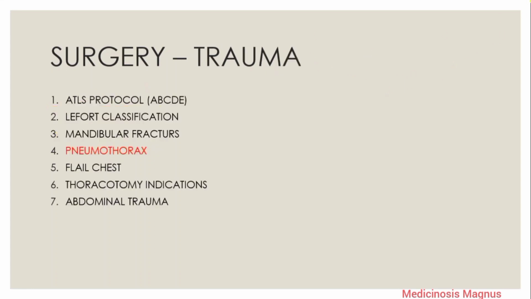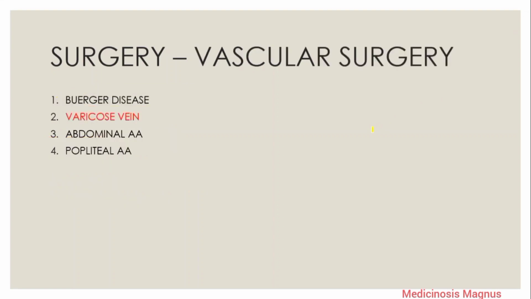Then for the trauma part, pneumothorax and how to differentiate it from other types like hemothorax, and what the immediate treatment is. And then the ATLS protocol, the primary survey, secondary survey, all those things. Then vascular surgery, mainly they ask about varicose veins because they are prevalent, and also Buerger's disease because there is a lot of smoking.